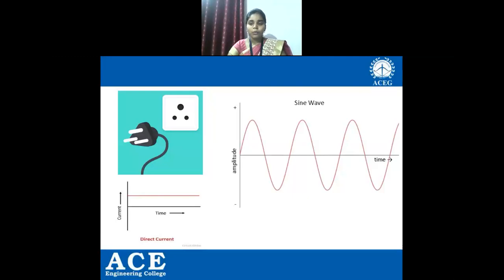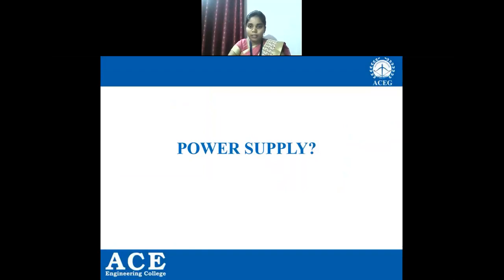Now, what is the problem here? Actually, what we are getting from our electrical outlet, that is AC. But what our laptop requires, that is DC. Now, what do we need to do? We should have a device which will convert an AC signal into a DC signal. Clear? What we require is a device which will convert an AC signal into a DC signal. That is nothing but a power supply. Right? What is a power supply now? Which will convert an AC signal into a DC signal.